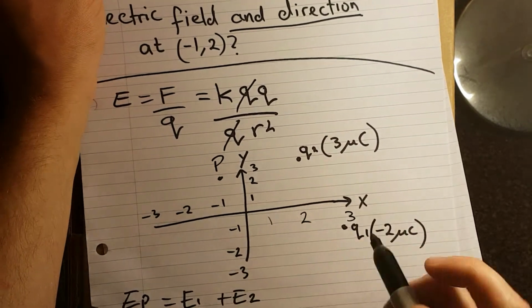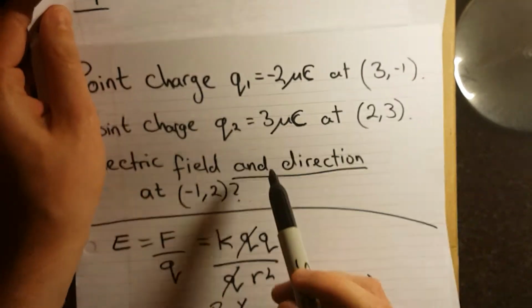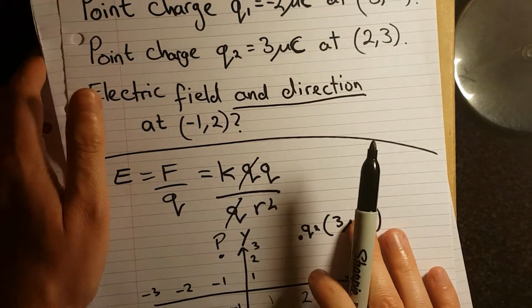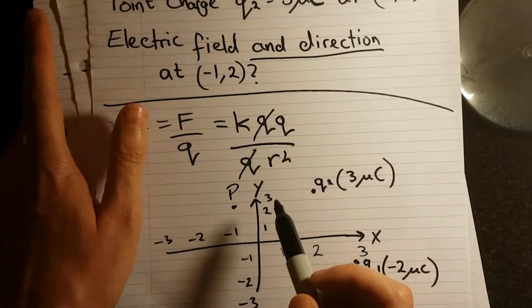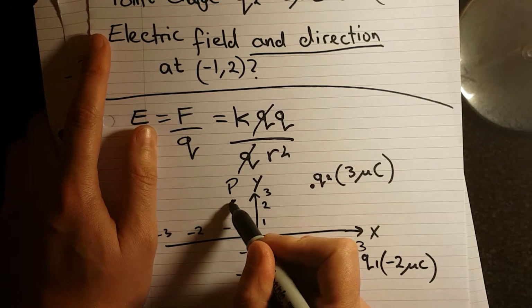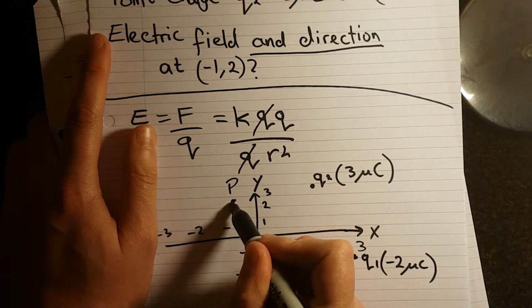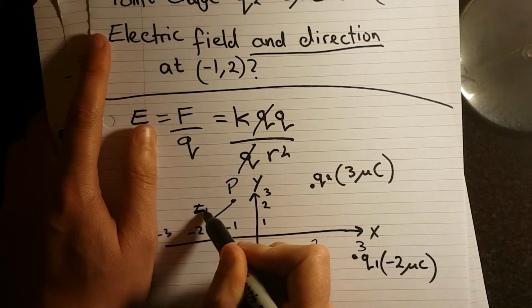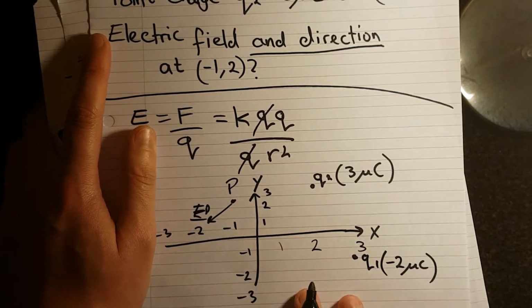Okay, this is great because if we look at our graph, we can see that EP goes in the negative i direction and the negative j direction, which means EP is this way. Awesome.